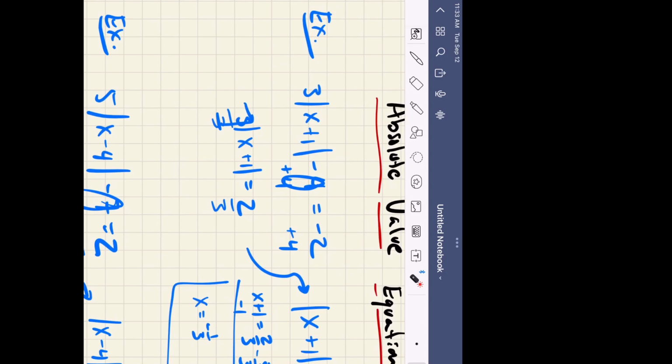Again, thing to remember. First thing, get the absolute value bars by itself. And from there, I need to set up two equations because I could have both the positive or the negative version of what's on the right side of my equal sign.